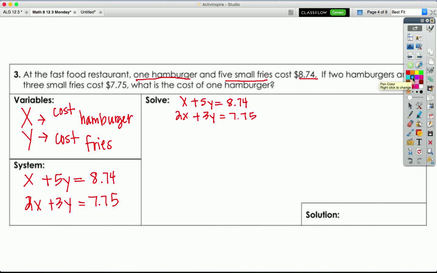Alright, so now I have to pick a method to solve. I could use substitution or elimination. If I'm going to use elimination, Quayla, which variable should I make cancel out? Which one's really close to canceling? The x's. So the bottom one has a positive 2x. What would I have to multiply the top one by? Negative 2. So I could make that a negative 2x.